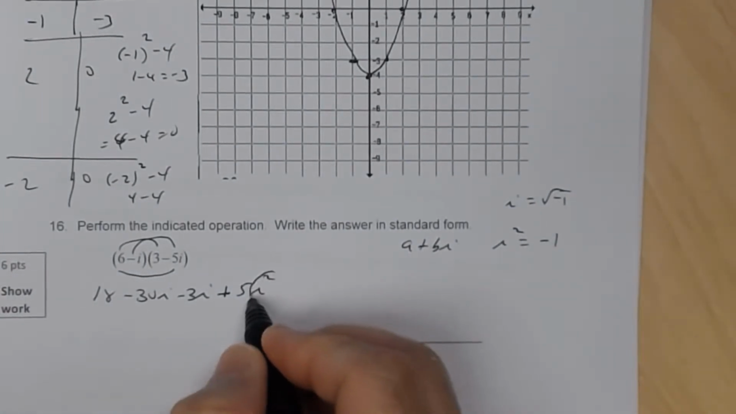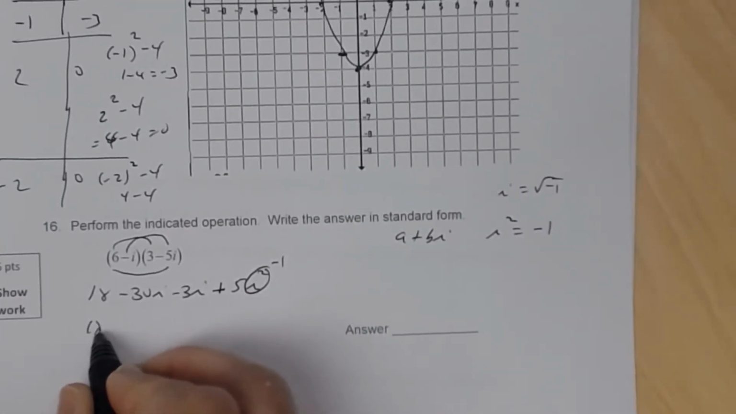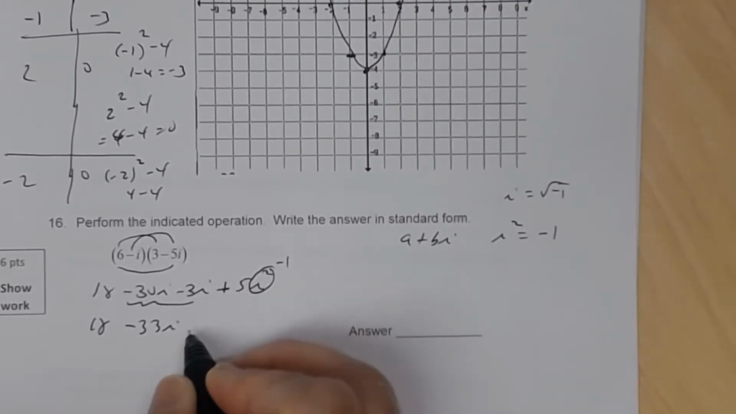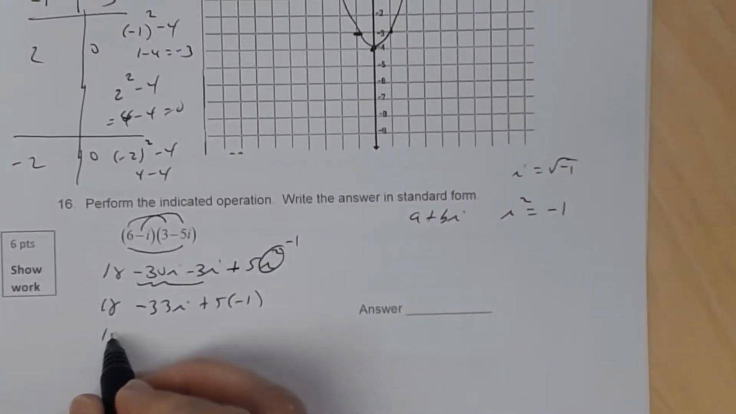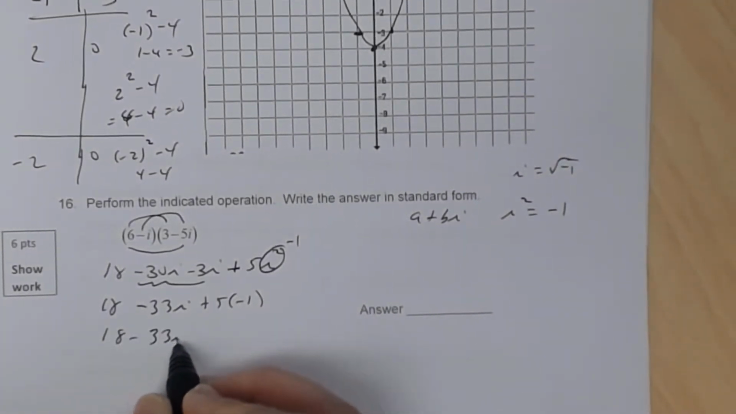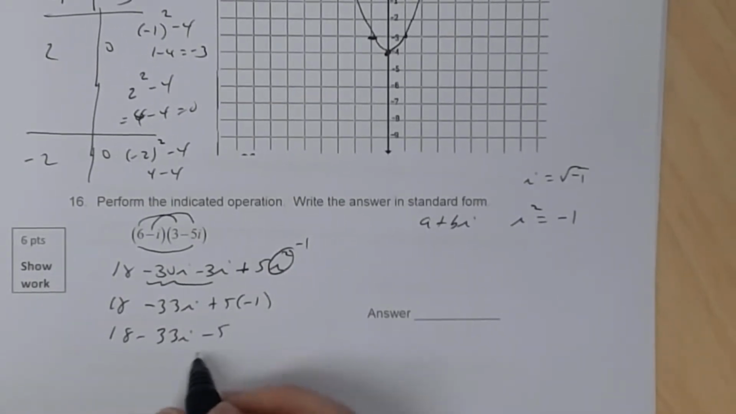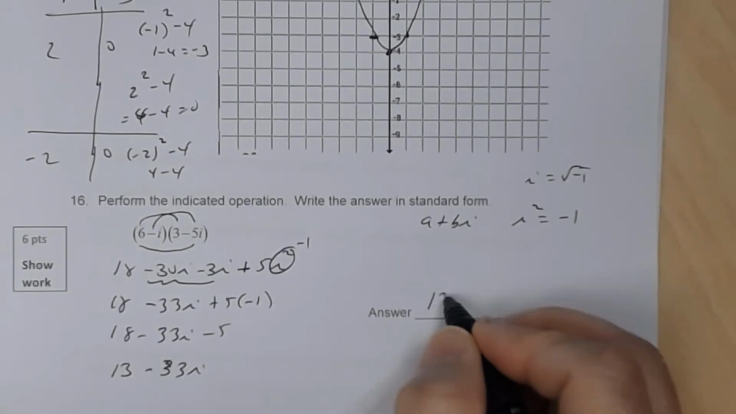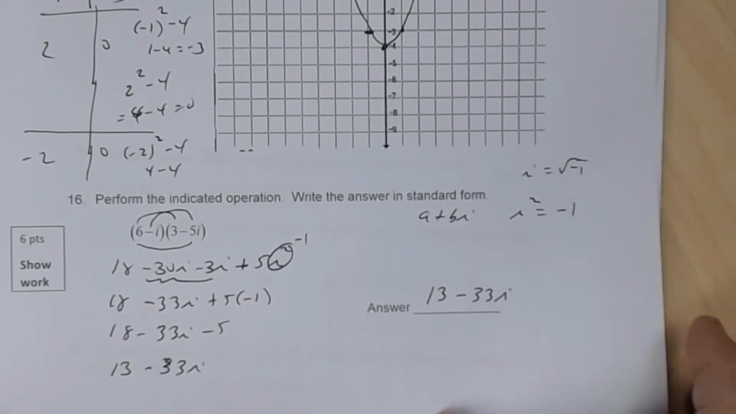And so in place of i squared, you're going to substitute negative 1. That's what you have to do here. And so this becomes 18, a negative 30i, and a negative 3i is a negative 33i. And then that becomes plus 5 times a negative 1. And so I get 18 minus 33i, positive 5 times a negative 1 is a negative 5. And so 18 minus 5, I can combine like terms. So that'd be 13 minus 33i. So 13 minus 33i. So that's what that equals.